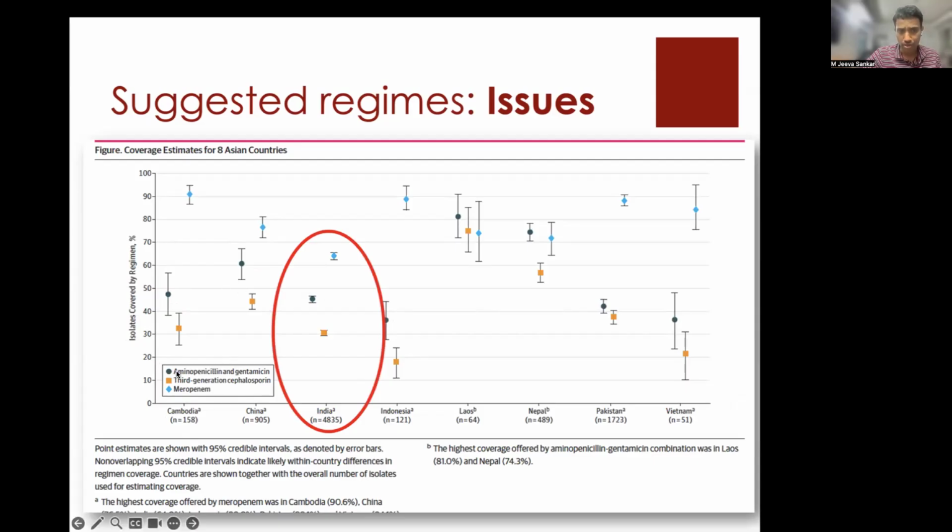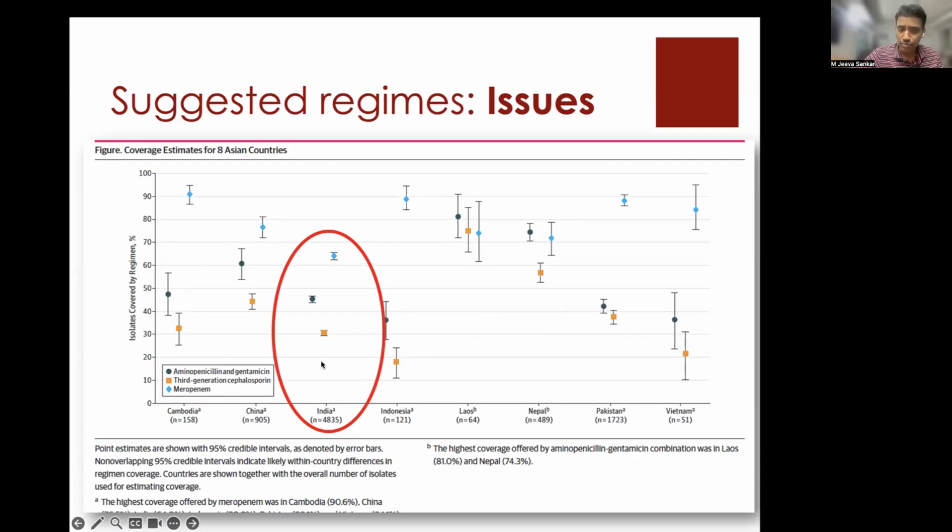The blue dot is aminopenicillin and gentamicin, so aminopenicillin, for example, amoxicillin, and gentamicin. The orange colored square is the third generation cephalosporin, so ceftriaxone, and the sky blue diamond is actually the carbapenem, meropenem.